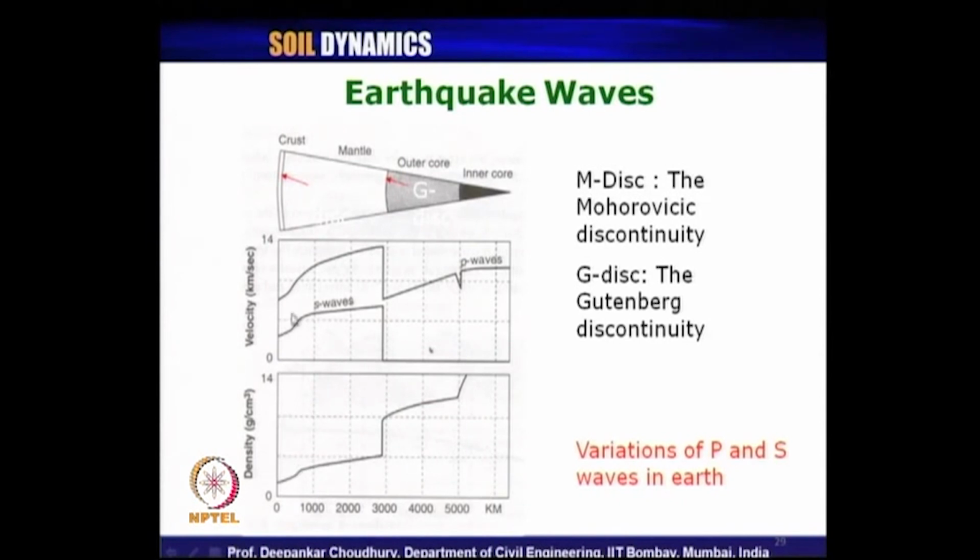And how does the earth's interior density vary? As I was saying, from crust to mantle, the density keeps on increasing. These are the typical values of density in grams per centimeter cube from the earth's crust to mantle, and then outer core and inner core.